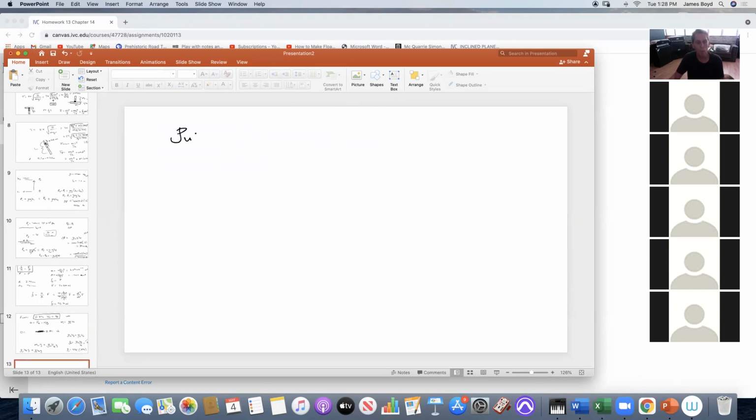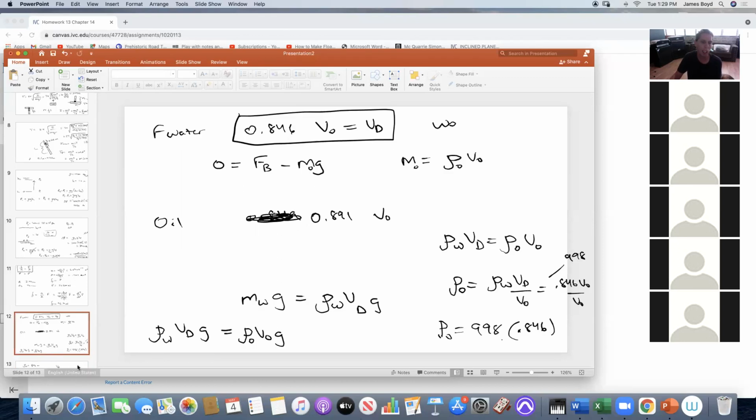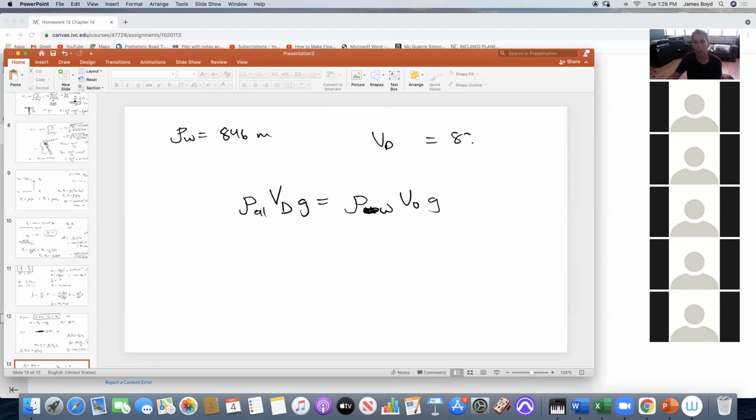So if the density of the wood is 846, now in the oil, it's going to float. The density of the oil, the volume displaced times G has to equal the density of the object, I should put oil, which in this case is the wood, times the volume of the object times G. And VD, we said, was 0.891 times volume of the object. That's how much of it displaced or submerged.